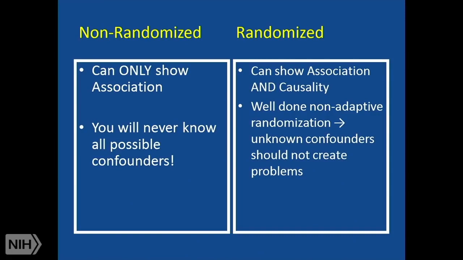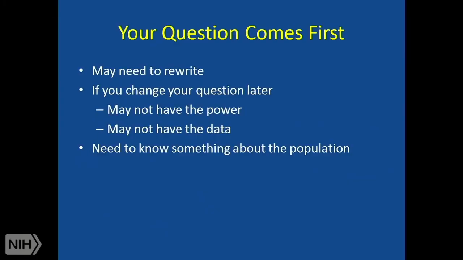Now, in a well-done non-adaptive randomization, so we'll get to that in a few weeks, the unknown confounder should not create problems. If you are doing an adaptive trial, unknown confounders can cause a lot of problems. But in non-adaptive studies, non-adaptive randomizations, the general idea is that unknown confounders should not create problems. But again, always remember that your questions are going to come first. So as you're making all these changes, all these things that you're thinking about with your patients and what's going to work, are you still answering the fundamental question of interest?